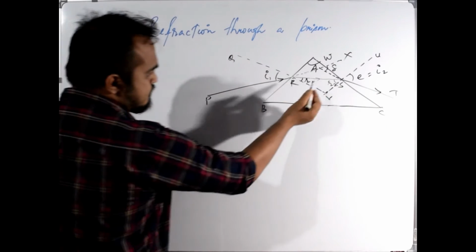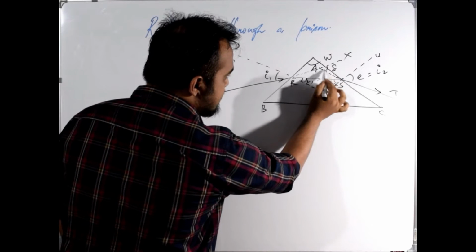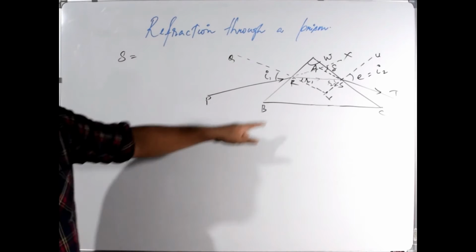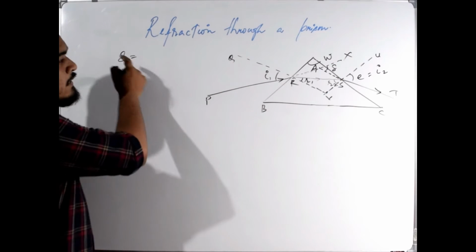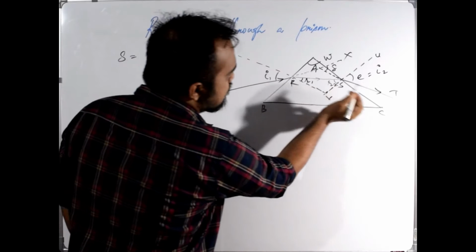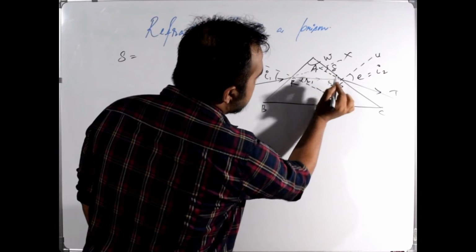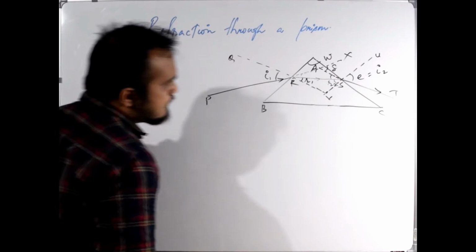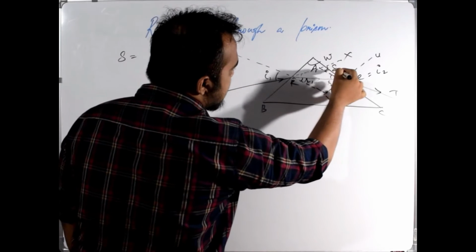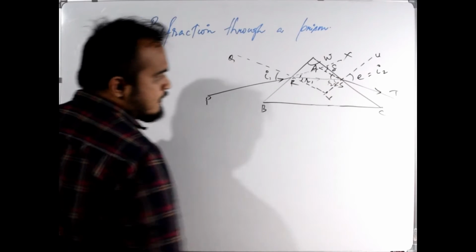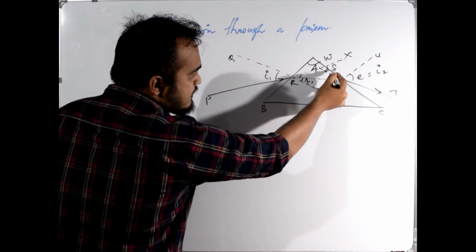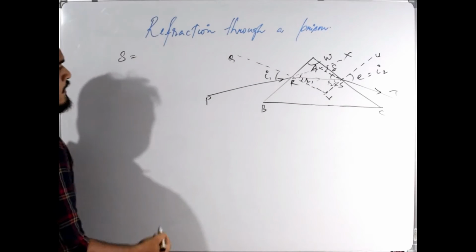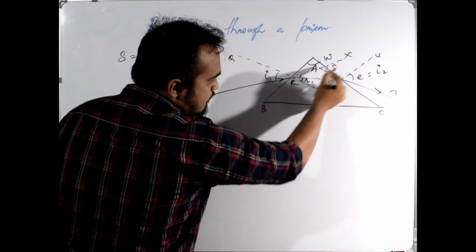So now this delta angle will be equal to this angle plus this angle. In this case, if this delta angle is equal to this angle plus this angle, what can we write from this diagram?